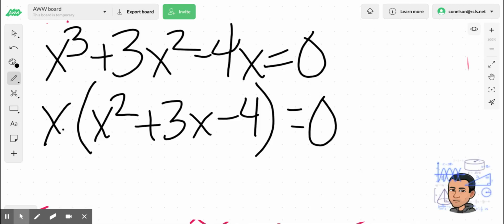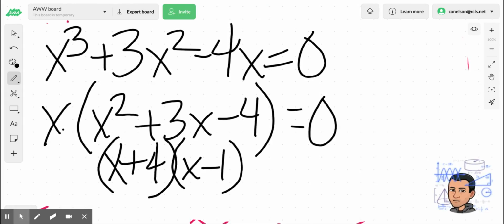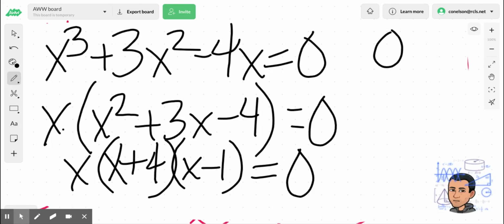And now that makes it easier because you can look at this and go, hey, how do I get a negative 4 and a positive 3? I think that must be x plus 4 and x minus 1. And we still have the x. Now, that's perfect. And now all you got to do is set each part equal to 0, which gives you x equals 0 and negative 4 and positive 1.